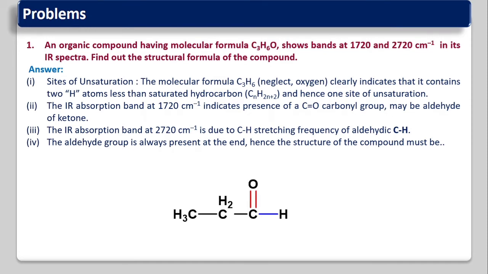Once you get the structure, then we have to write the proper IR frequency for the proper bond. So the writing style should be like this: 1720, that is the carbonyl group.